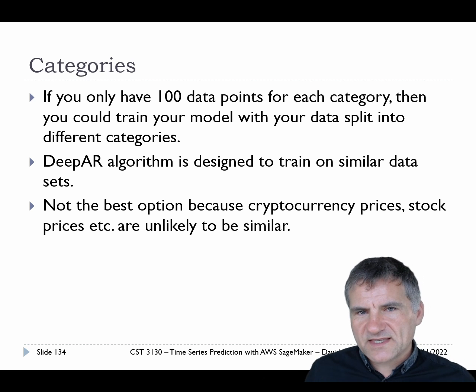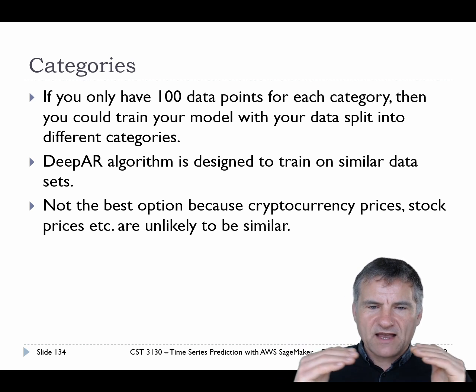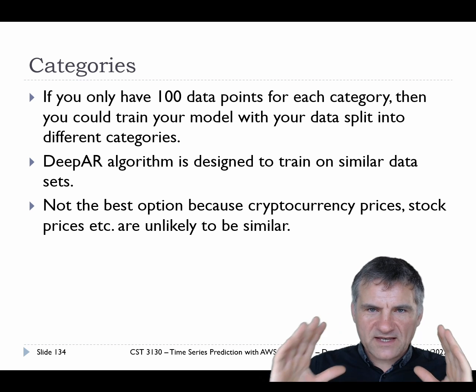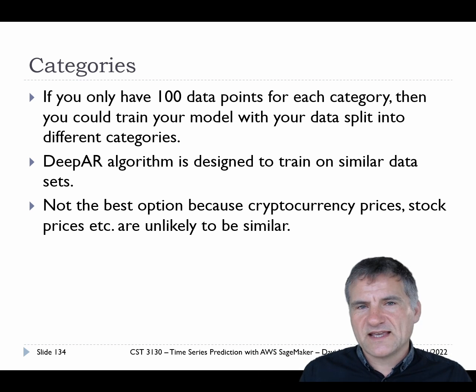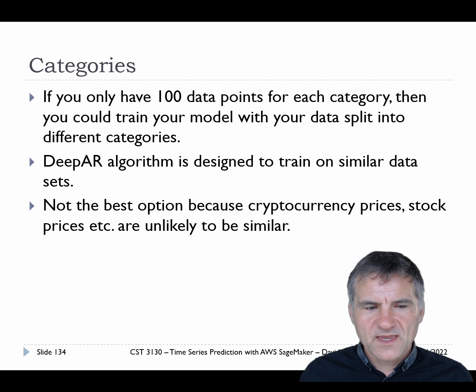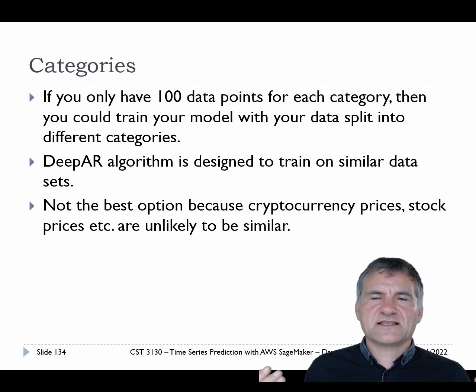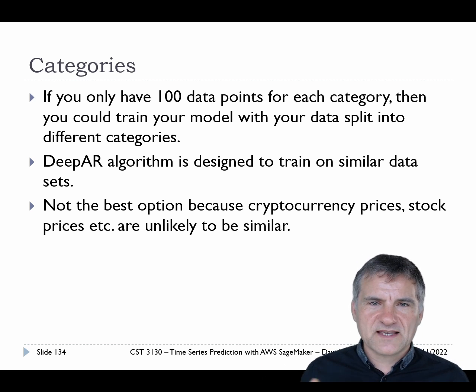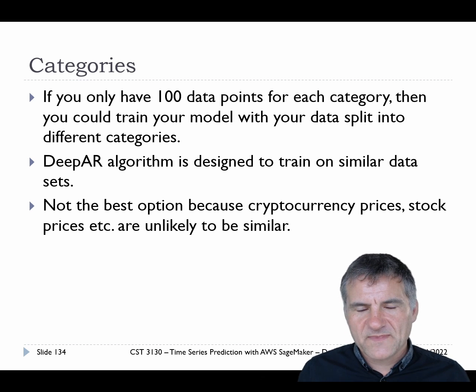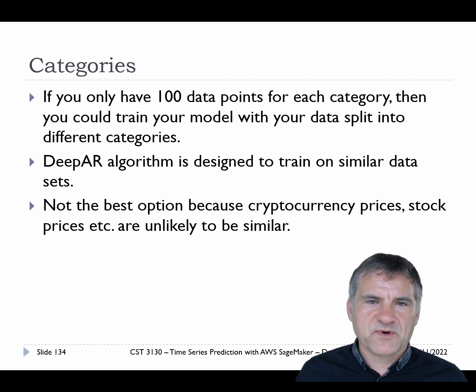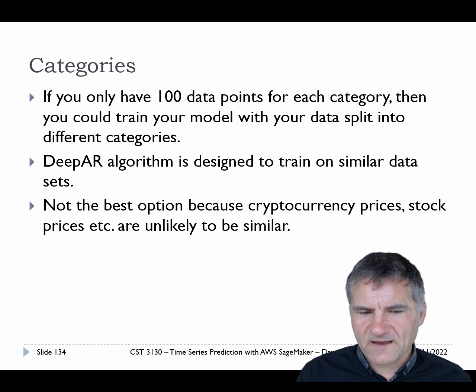And so what you can do instead with DeepAR is train the model with a single data set that contains all of the data, but split into different categories. And ideally, these different pieces of data would all be related somehow. If they're not related, then it's just going to output junk. If you have junk in, it's going to give you junk out.